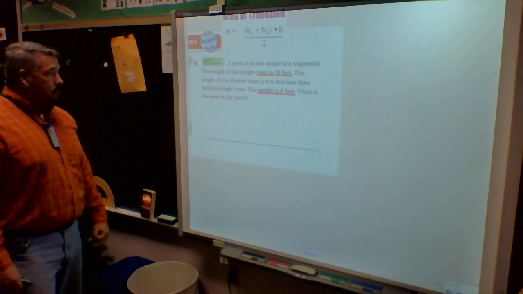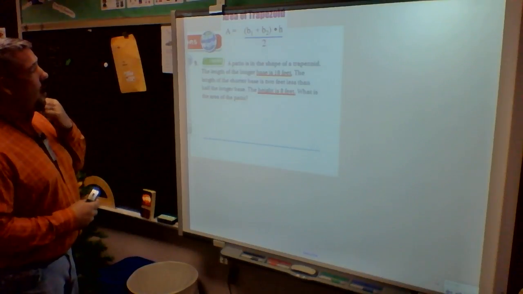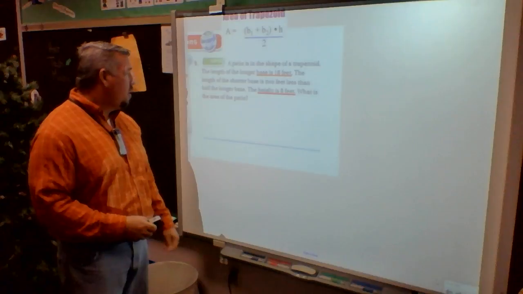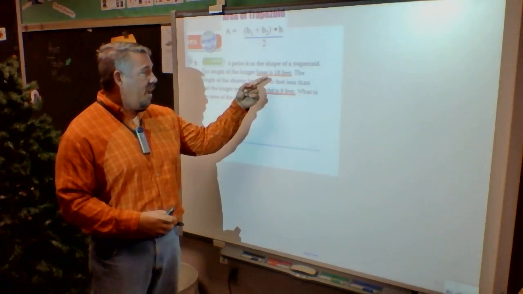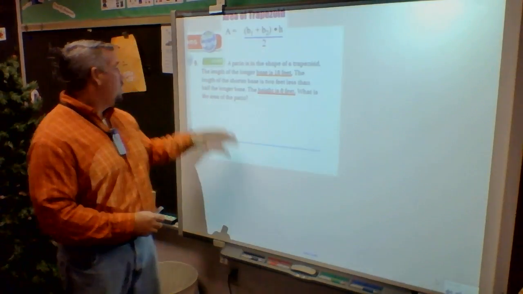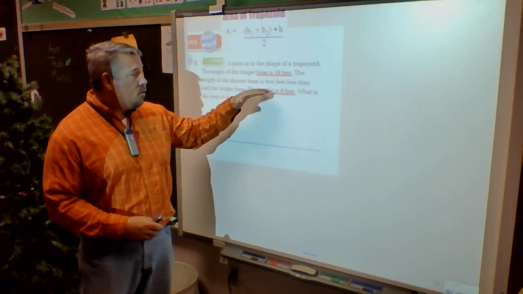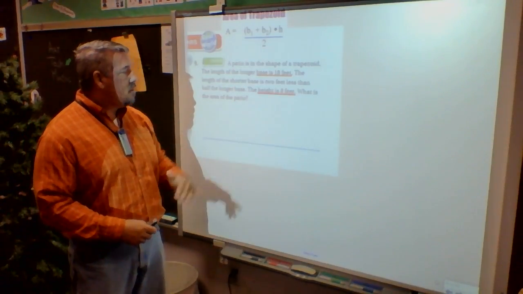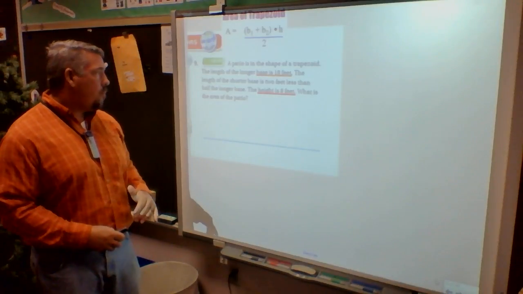So let's look at this shape then. On number 9, we're skipping number 8. It says a patio is in the shape of a trapezoid. The length of the longer base is 18 feet. The length of the shorter base is 2 feet less than half the longer base. The height is 8 feet. What is the area of the patio?